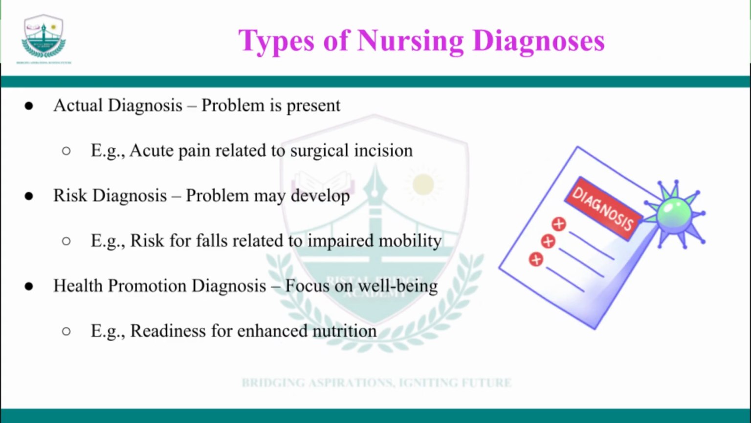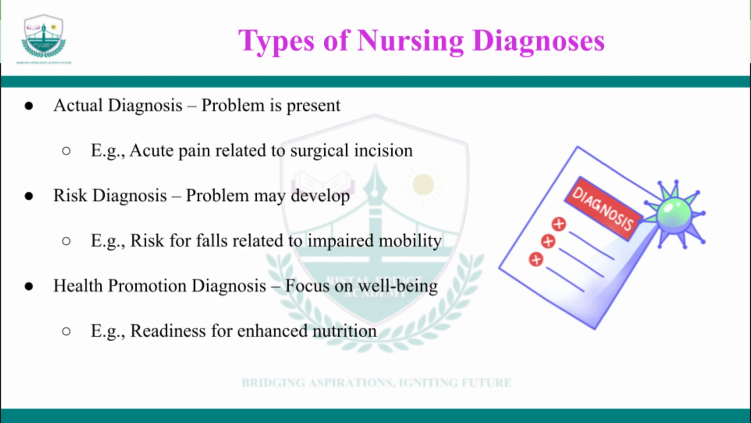Types of nursing diagnosis. We have actual nursing diagnosis. These are based on current health problems that the patient is experiencing. For example, acute pain related to surgical incision. So this actual nursing diagnosis is the type of nursing diagnosis that is made when the problem has already occurred. The patient is undergoing it. The patient has had the surgery and is indeed in pain.